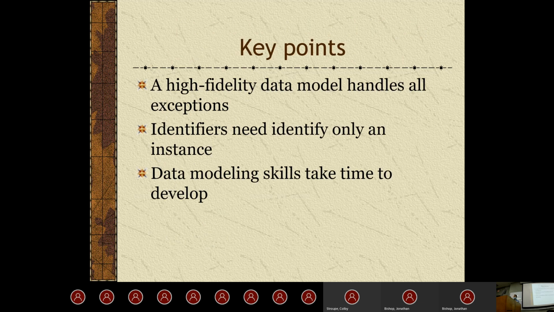Just to wrap things up, we talked about the high fidelity model. It's going to make sure that it accurately represents what we're trying to represent. It's very attractive. It doesn't have any sort of problems with readability. Handles all the exceptions very well. Of course, we talked about identifiers, making sure that they only refer to one instance of the relationship. And lastly, we want to ensure that we have the data modeling skills. This is going to take time. So you're not going to be able to do a perfect ERD the first time.